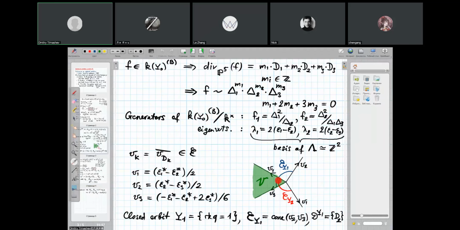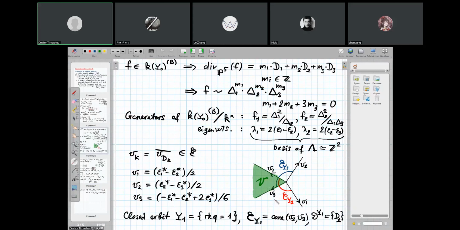We know the colored cones. So we know the colors, this and this, and we know the G-stable divisors on these compactifications. They correspond to this vector and this vector. So we know some vectors in the valuation cone, this and this. And we know that these cones cover the valuation cone.